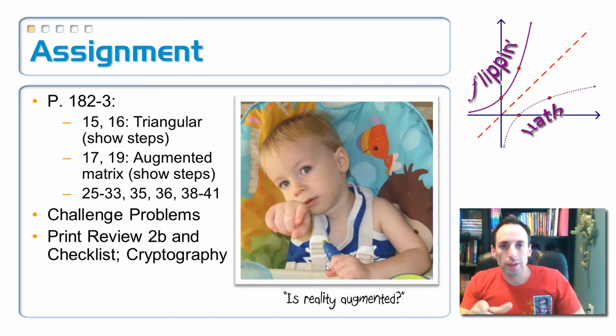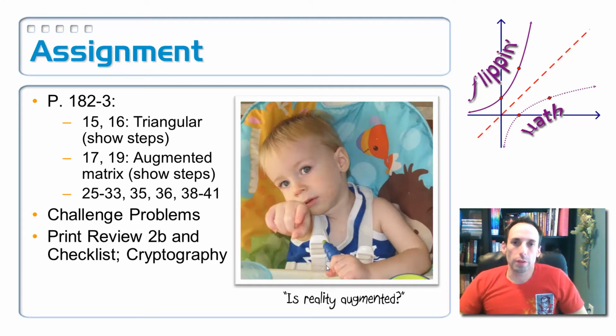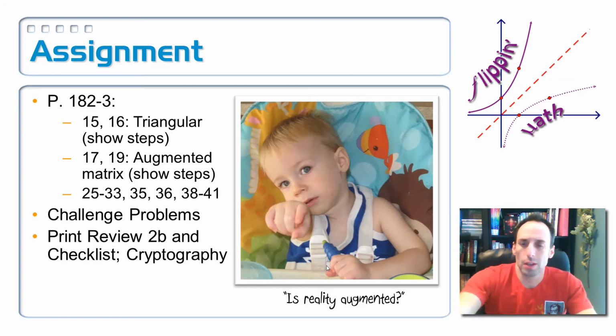And again, now you definitely have enough information to start looking at the cryptography part of your test, because it involves some row operations to come up with your matrix. Okay, see you in class.